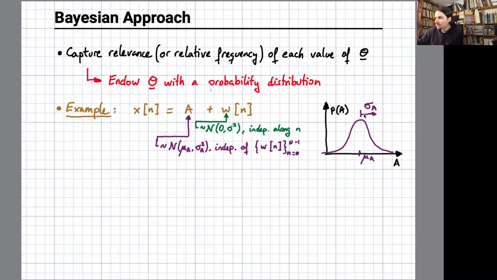On the other hand, if sigma A is large, right, then this is spread across a large set of values, right, and that means that we are not sure about any specific value, right? The true value can be in a much bigger set. I mean, uncertainty is much higher, right?